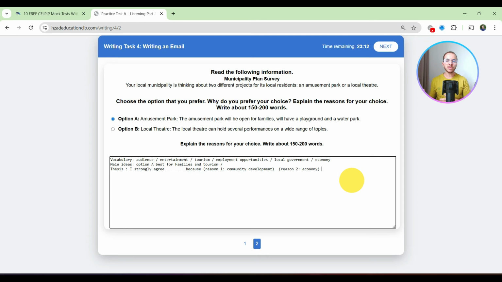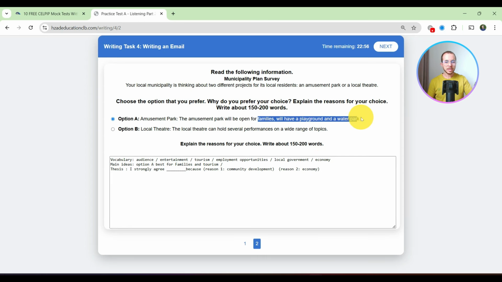I'm going to use the persuasive vocabulary, I strongly agree. I strongly agree, blah, blah, blah, option A, because now my two supporting reasons are community development and economy. This was already alluded to in the prompt, community development, but I'm thinking logically about the situation. A water park, a playground. This will all be good for the economy and job opportunities. So I'm going to add that in.